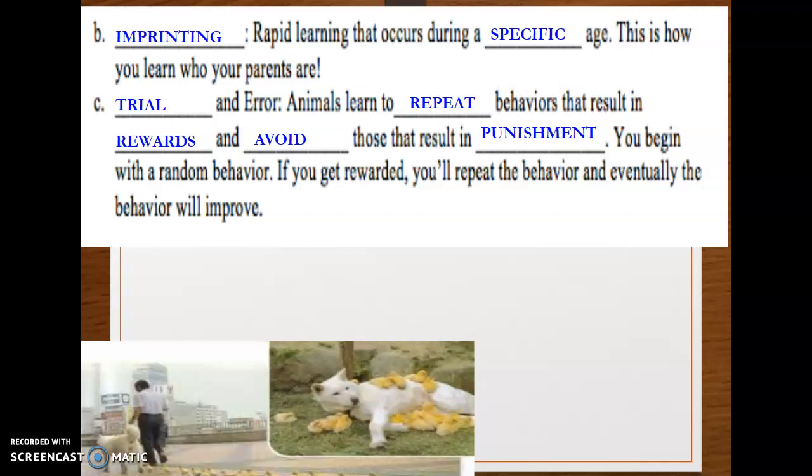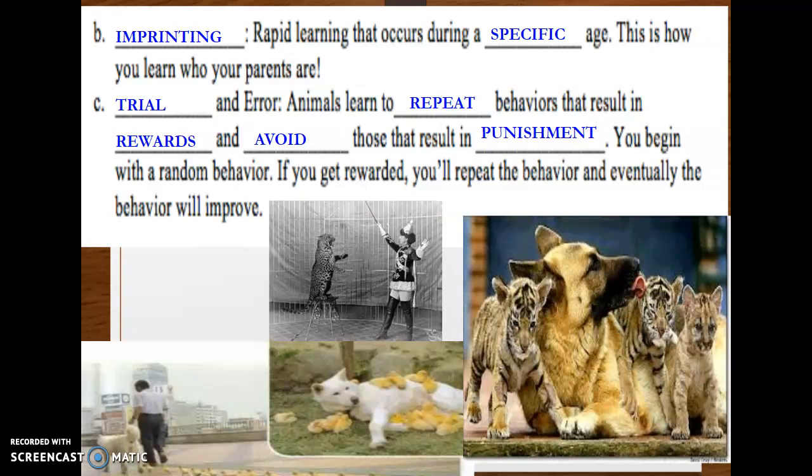Another type of learned behavior is called trial and error. This is one that we may all be aware of. We repeat behaviors that give us rewards, and we avoid those that give us punishment. Think about circus animals, think about dogs, think about your pets. How do you get them to do the right thing? You give them treats. What do you do if they are acting up? You punish them. Trial and error.